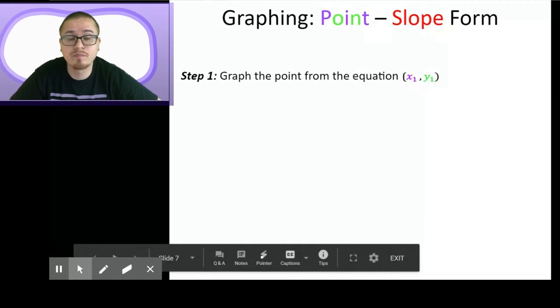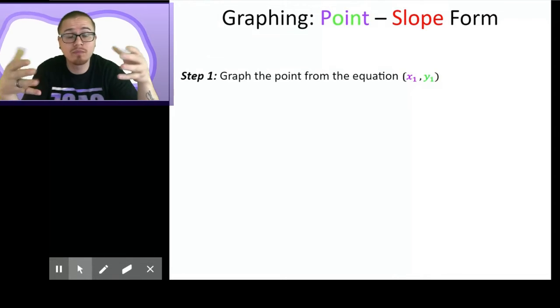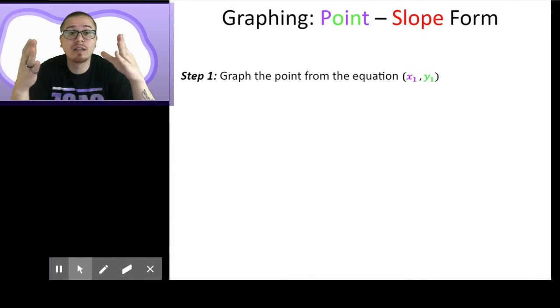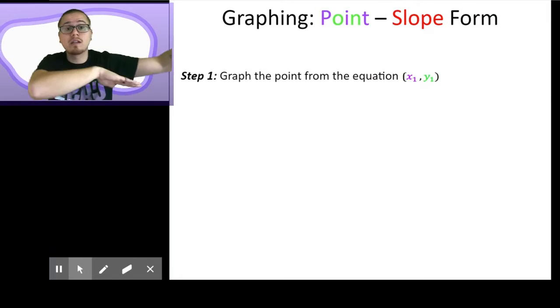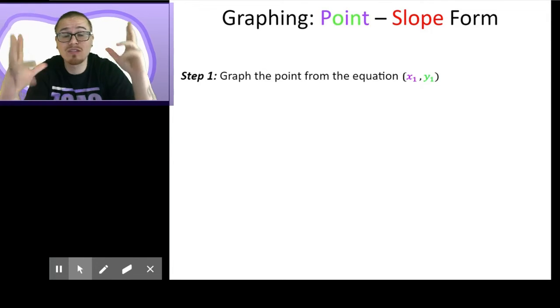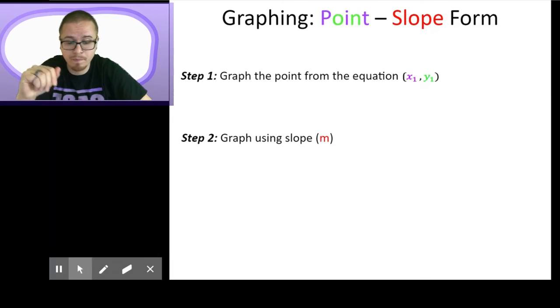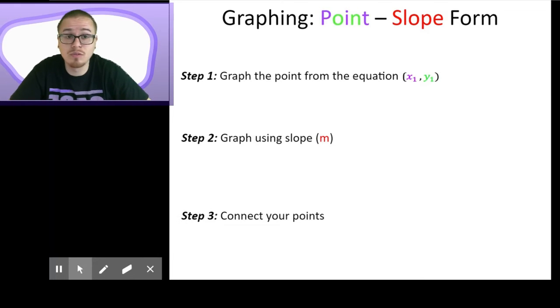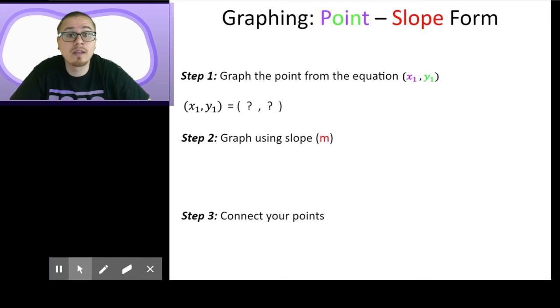So graphing, step 1. Graph that first point. You got an x and a y, x comma y. You got the ordered pair. Plot that point. It could be in quadrant 1. It could be in quadrant 3. It could be anywhere. It doesn't matter. That's the point you have on the graph. That's your starting point in this situation. Slope tells you the direction and the steepness of the line. Do what it tells you to do. Connect your points.